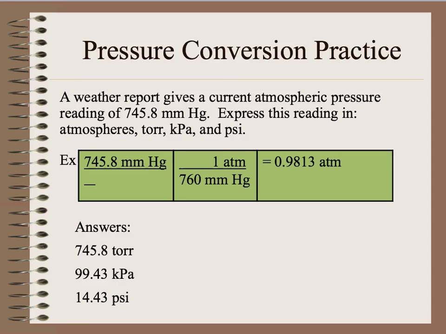And here's one that I want you to practice. I've given you the answers, but I want to see the action line set up. A weather report gives a current atmospheric pressure, a reading of 745.8 millimeters of mercury. Express it in atmospheres, torr, kPa, and PSI. I've done the atmospheres for you there and got 0.9813. And then the rest of them, the answers are right there. Make sure you set them up and see that you get those answers.